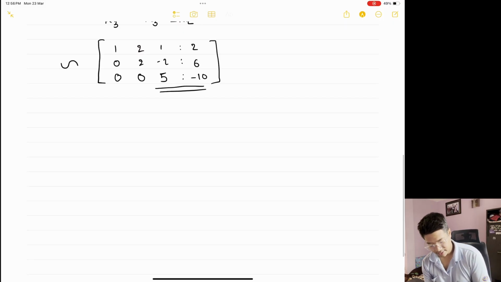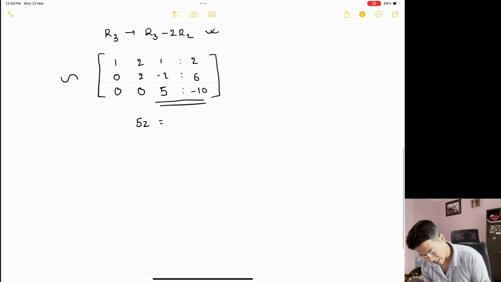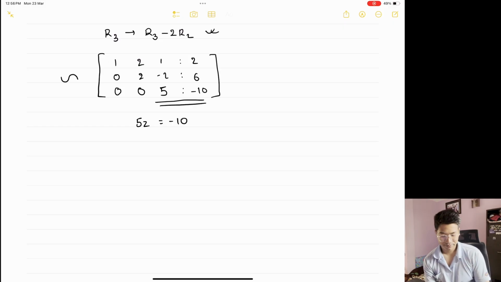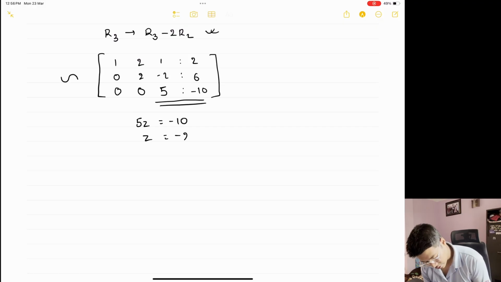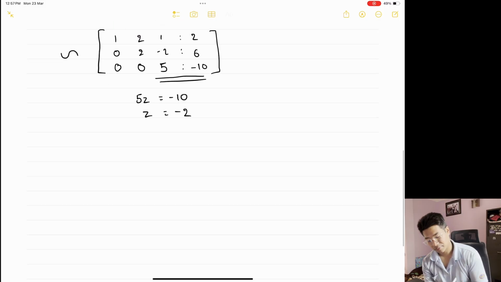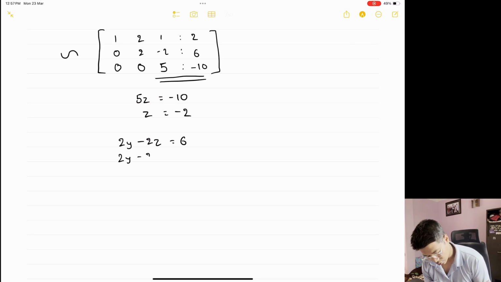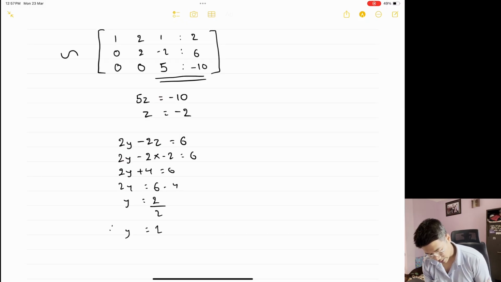So now we have this, and we know what that means. That means that 5z is equal to negative 10, right? And there you go. If that is the case, then we know that z is negative 2. I can go back to the same matrix and then just substitute. So the second row of the matrix states that 2y minus 2z is a 6. So 2y minus 2, z is a negative 2. So I can do 2y plus 4 is a 6. So 2y is equal to 6 minus 4. That is y is equal to 2 divided by 2. That is y is 1.